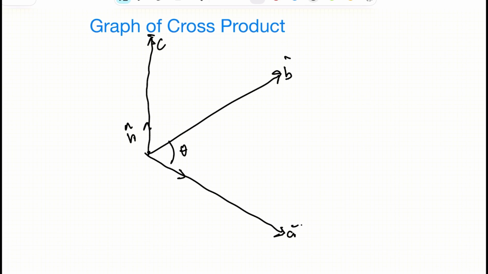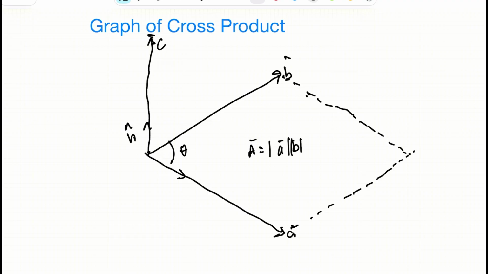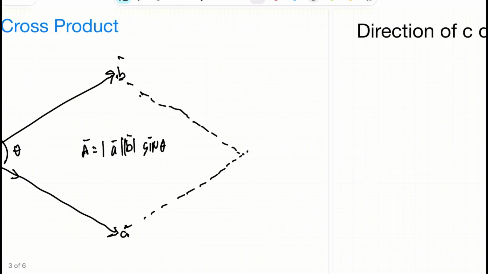Now, one property of this is if we extend the A vector and the B vector out to form a parallelogram, just like we did in vector addition, this area turns out to be the magnitude of A times the magnitude of B times the sine of theta. So that's the area of the parallelogram formed by the A and B vectors. That's how we think of this graphically.